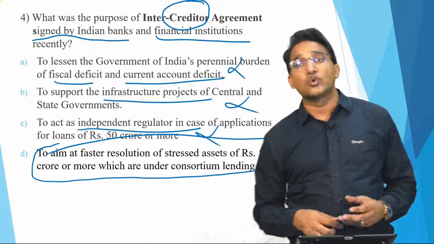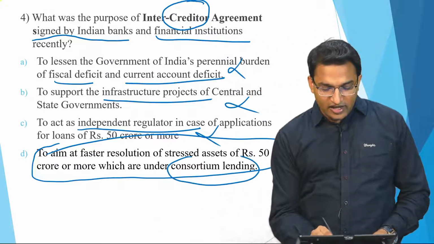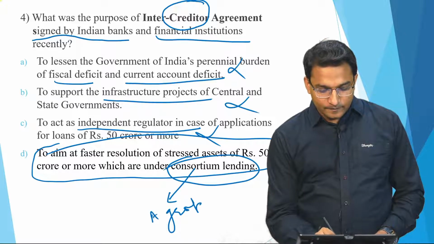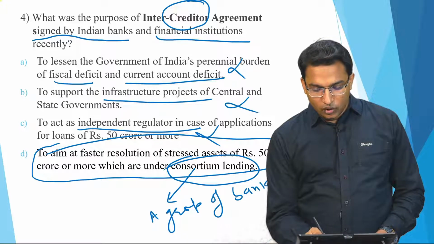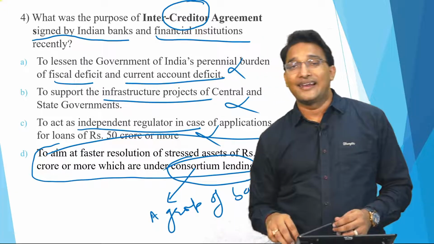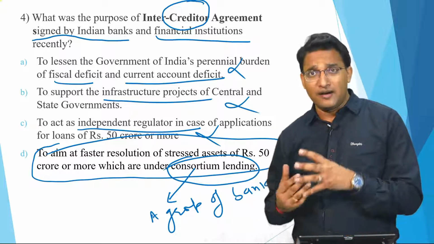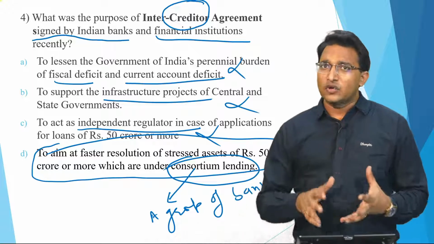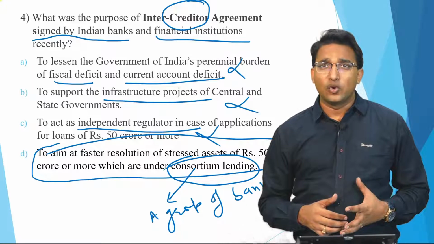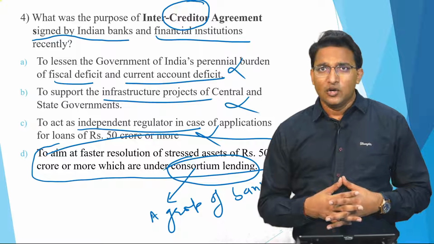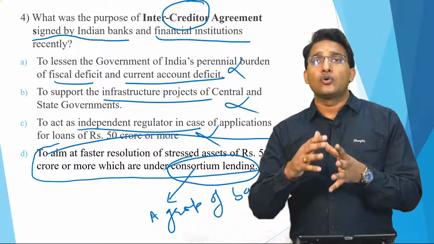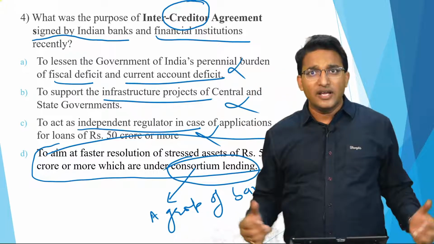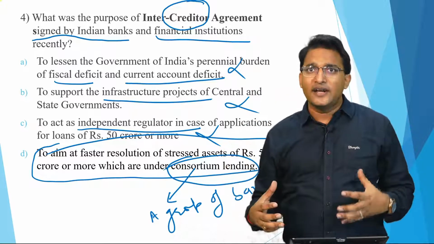are under consortium lending. Consortium lending is a very, very important term. Consortium means a group of banks who jointly give a loan to a single buyer, a single client. For example, there can be any power project. That power project requires 10,000 crore rupees. A single bank is not in a position to give 10,000 crore rupees to the power project. So that power project will go to multiple banks and will request that please come together and give me 10,000 crore rupees loan.